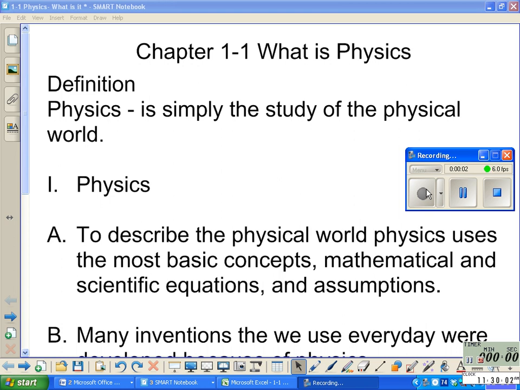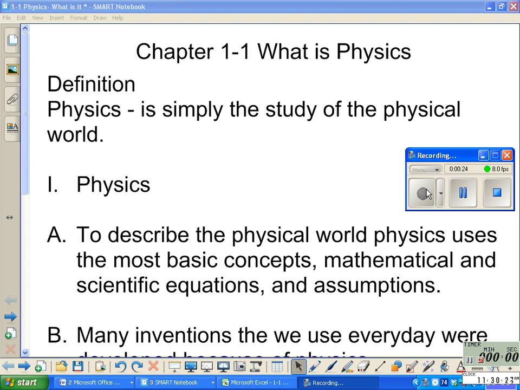This is chapter 1-1, What is Physics? Physics is simply the study of the physical world. To describe the physical world, physics uses many things, from mathematical equations and scientific equations to assumptions.